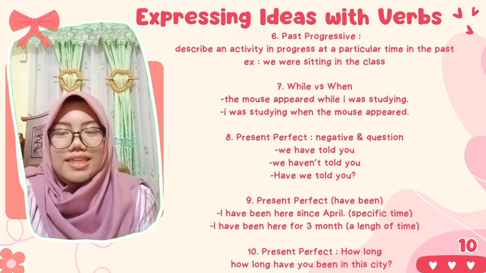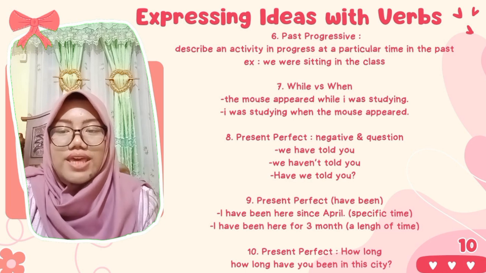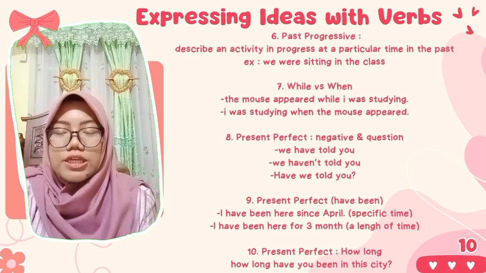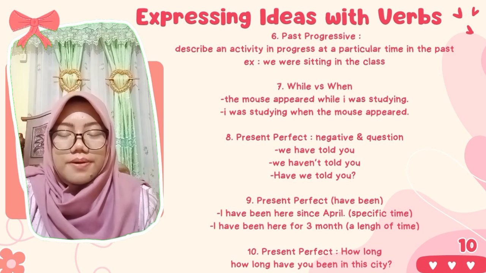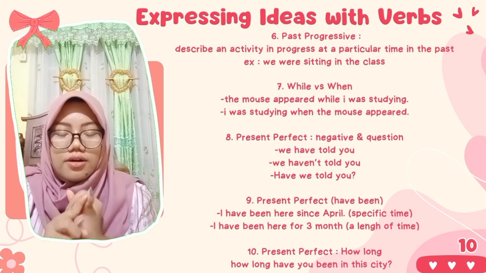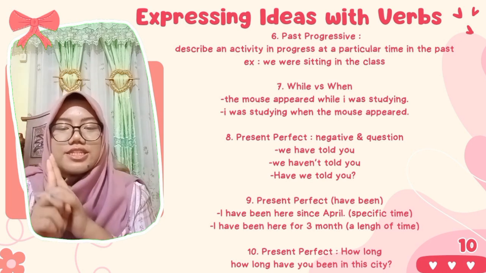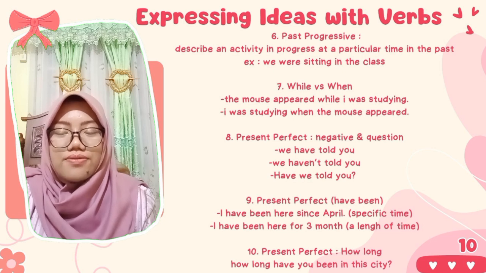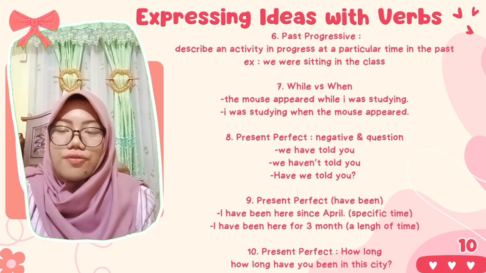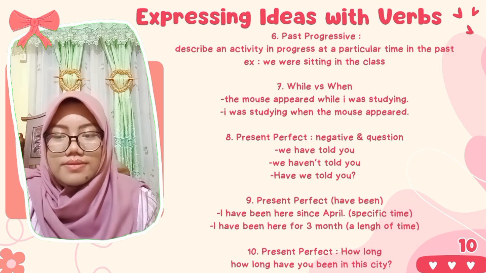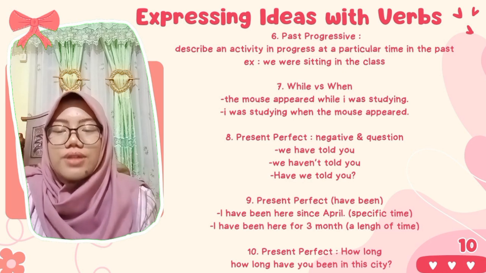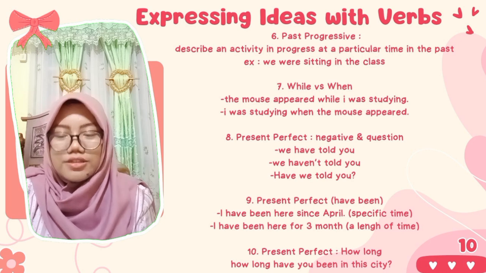Also the present perfect, like we have told you. We haven't told you. Haven't, have not, is the negative form. And have we told you? Forms the question. And also the present perfect using have been. Be, like am, is, are, was, were, the past, and been is the third form. So I have been here since April. Since is for a specific time. And I have been here for 3 months. 3 months is for a length of time. So since is for a specific time, for is for a length of time. And the last is about how long in the present perfect. Like, how long have you been in the city? How long have you been here?